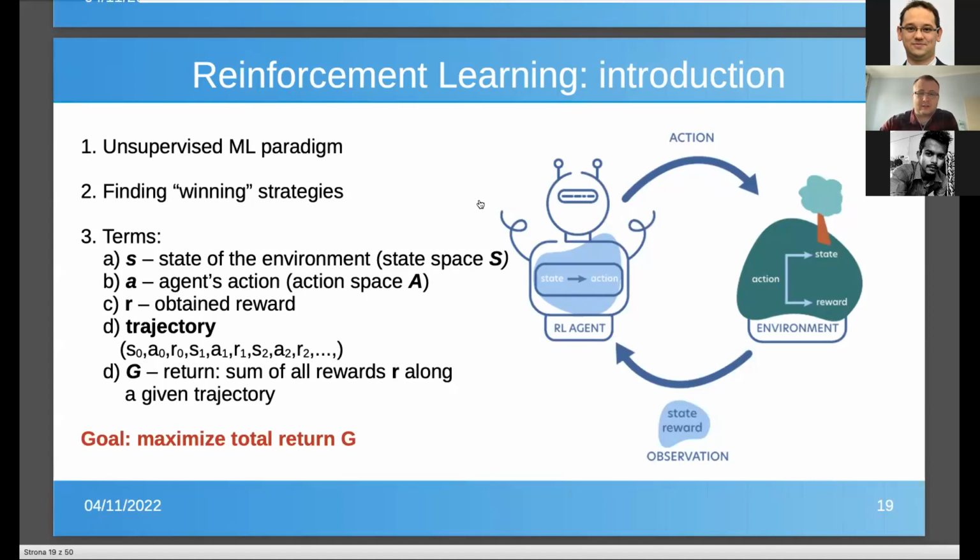On the figure on the right, we can see a kind of loop. We have an agent who, being in a state, takes some action. This action influences or changes the state of the environment. The agent obtains the reward and makes the observation, and based on that observation it takes another action. And with this loop the proper strategy is developed.